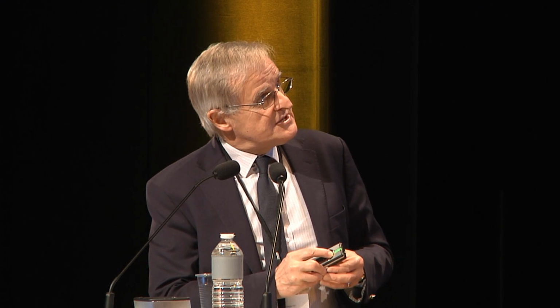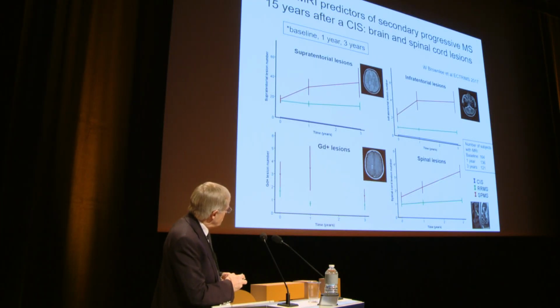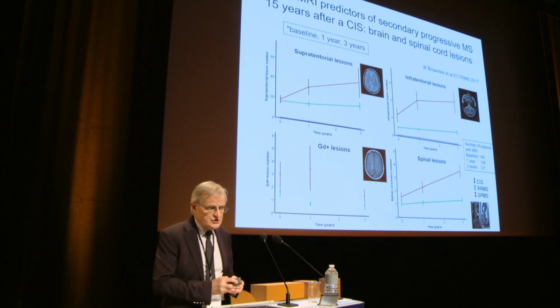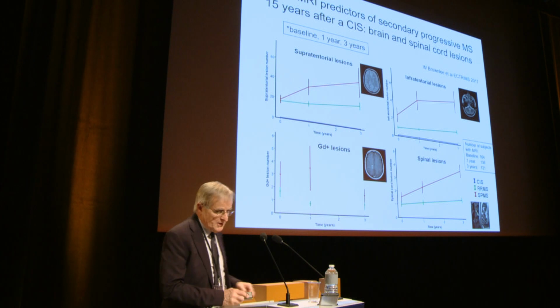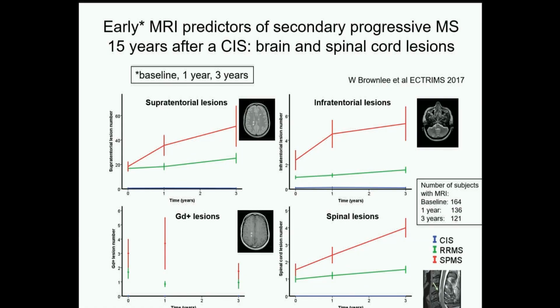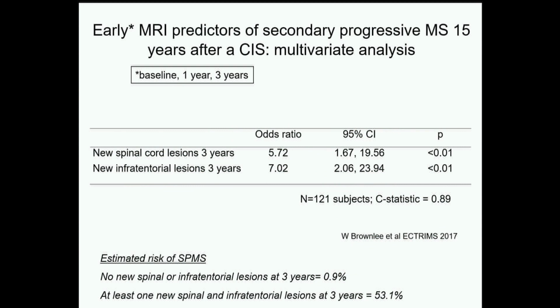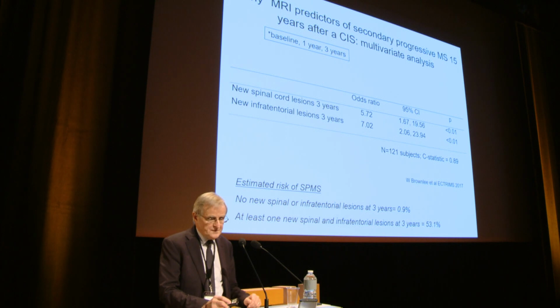On the right, what you see is the development of infratentorial lesions and spinal cord lesions. And you can see, while the absolute numbers are much smaller, about 10 supratentorial lesions for every 1 infratentorial or spinal cord lesion, nevertheless, those who developed secondary progressive MS had significantly higher numbers of new spinal cord and infratentorial lesions. And when all of these measures were put into a multivariate analysis, baseline, 1 year, 3 years, what came out of it was that it was the actual number of new spinal cord and new infratentorial lesions over the first 3 years that seemed to give the best independent prediction of development of secondary progressive MS after 15 years.